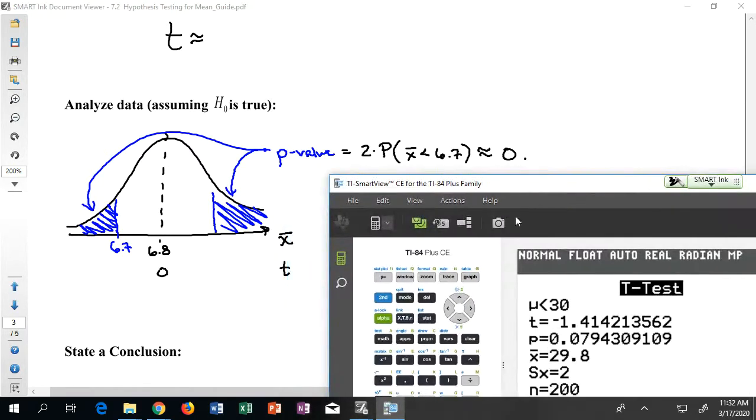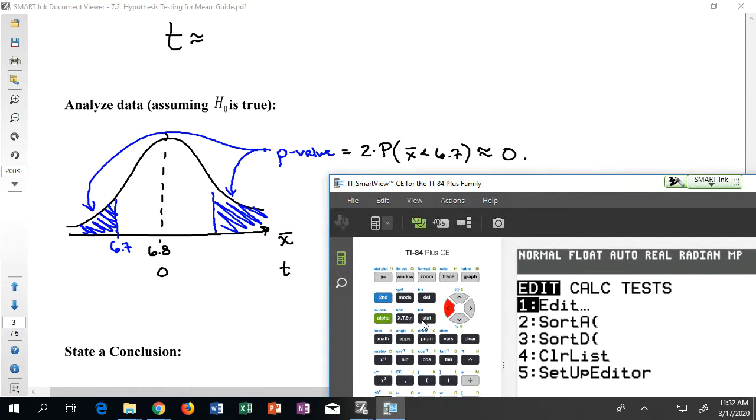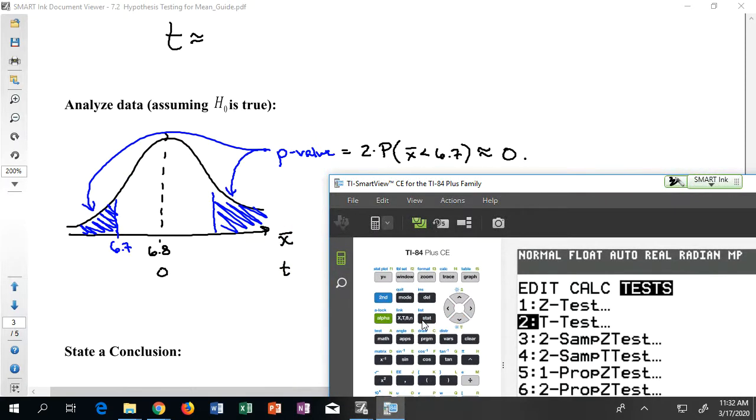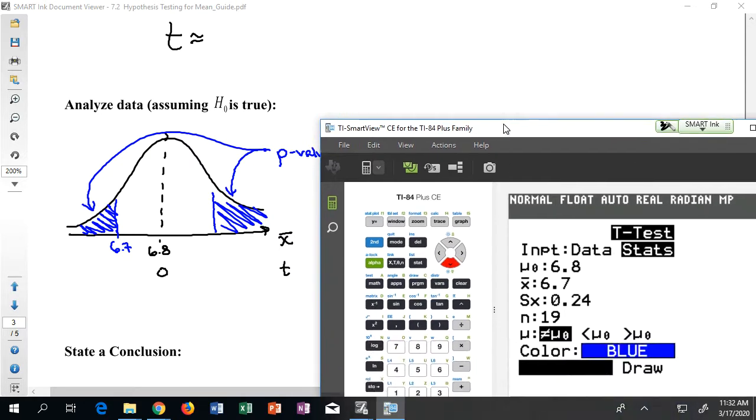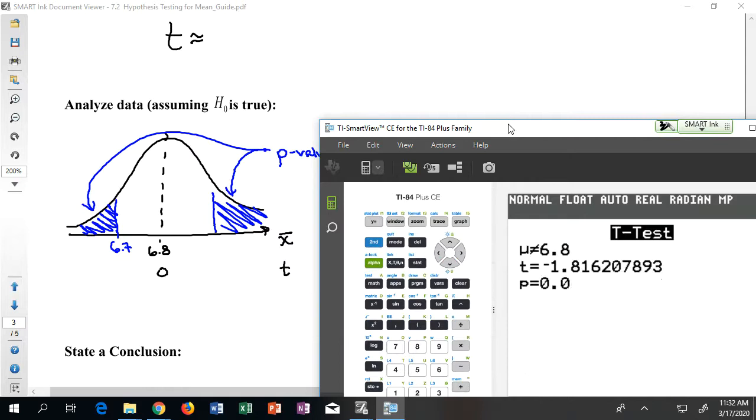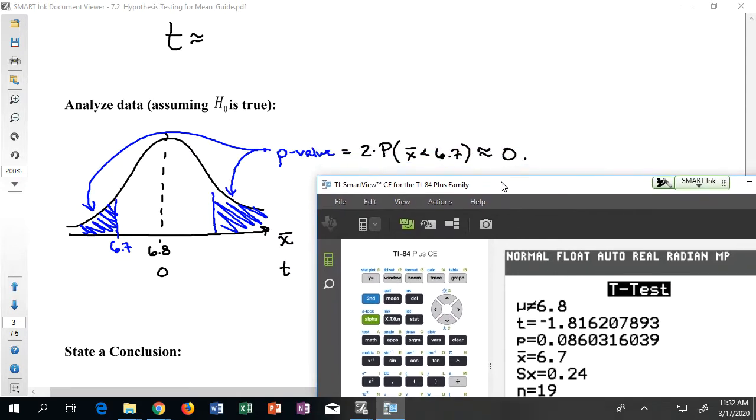So again, I'm going to go to the calculator and try to crunch this out. I'm going to do a t-test. This time my average is 6.8. This time I got 6.7. My S value was 0.24. My sample was 19. I had a not equal to this time. And if I go to calculate, here are all of my numbers. My t-score is negative 1.8162.